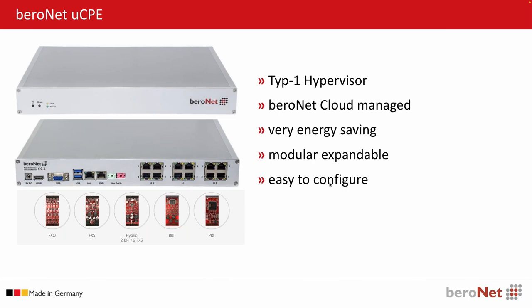So why would you choose beroNet as the uCPE that you would like to have? Of course, there are various reasons. The first and one of the most important is that we've chosen a type 1 hypervisor. So we are using Xen as the hypervisor. And type 1 means that most of the resources of the hardware can be assigned to the virtual network functions or to the virtual machines. This means that the hypervisor itself just uses a tiny bit of the resources, and most of the resources are then provided to the VMs.